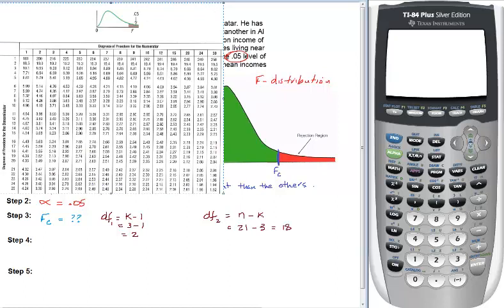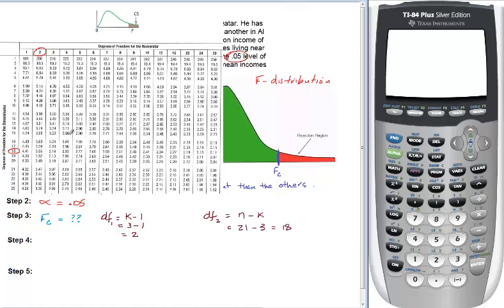Alright, now if you look at degrees of freedom of the top, the numerator, we said was 2, so there it is right there. So we look at that column. And the degrees of freedom of the denominator is 18. So we look at this row. And the intersection of both of those is our answer, of course.